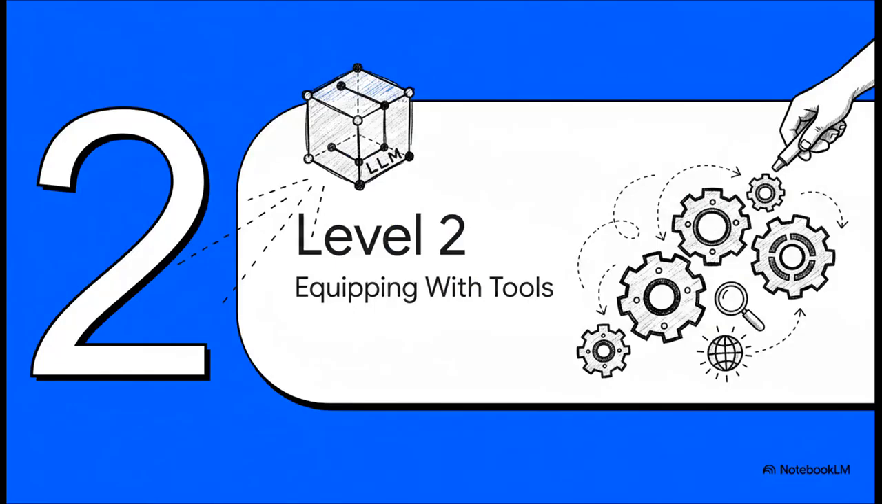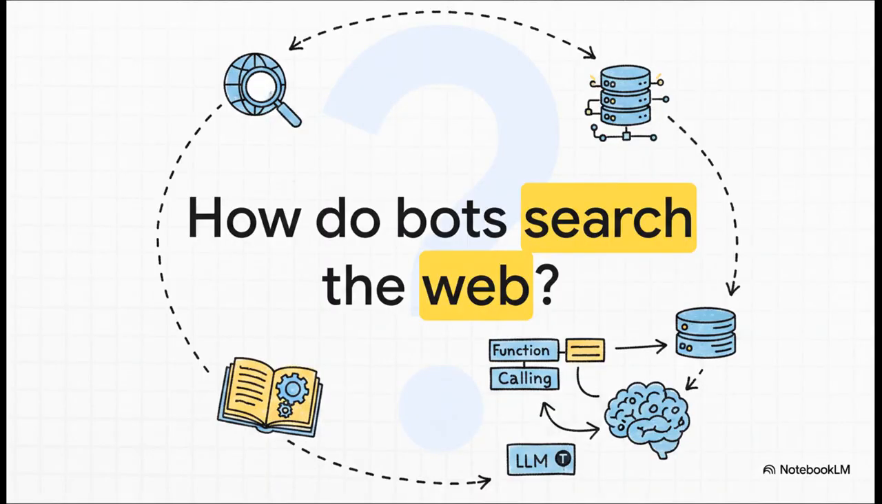Moving right along to Level 2, equipping bots with tools. So, our bot has a basic structure and it has a state. That's great. But on its own, an LLM is trapped in a box. It only knows what it was originally trained on. So how do bots actually search the web or access your private databases? The source points to function calling. They show how to bind the LLM to a search engine tool, like Tavily. But let's peek under the hood at how that connection actually works.